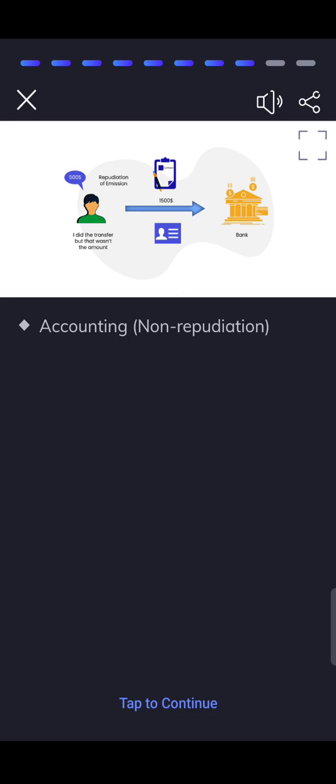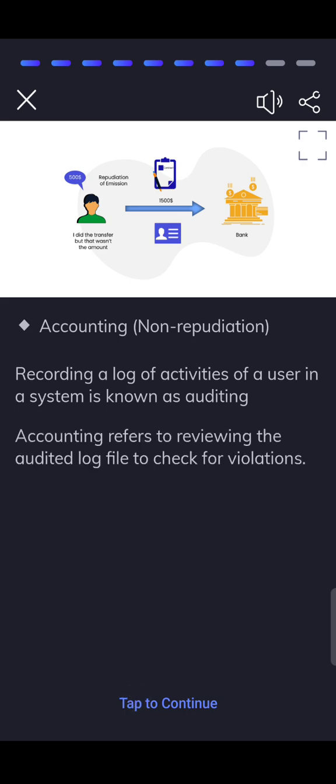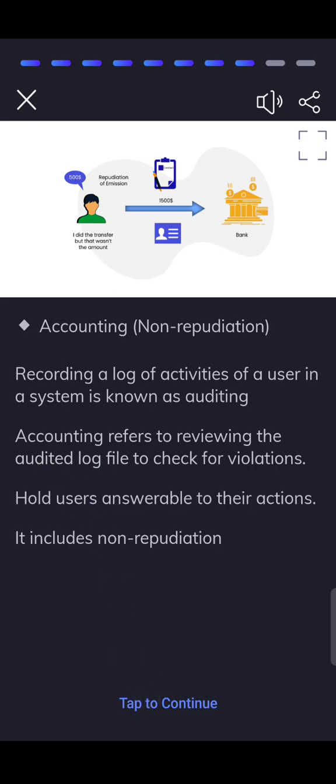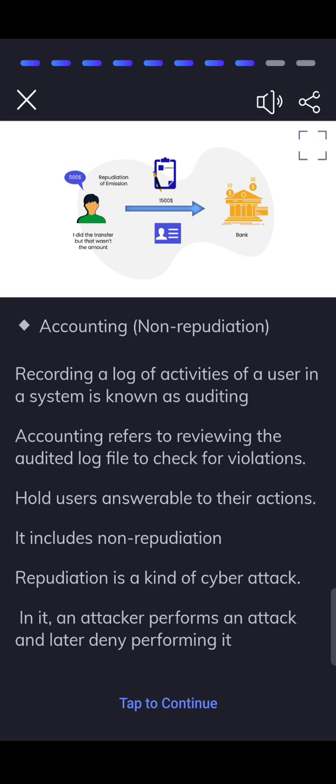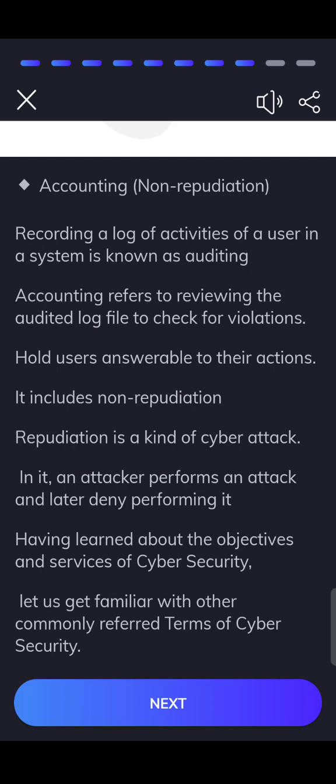Accounting, non-repudiation. Recording a log of activities of a user in a system is known as auditing. Accounting refers to reviewing the audited log file to check for violations. Hold users answerable to their actions. It includes non-repudiation. Repudiation is a kind of cyber attack. In it, an attacker performs an attack and later denies performing it. Having learned about the objectives and services of cybersecurity, let us get familiar with other commonly referred terms of cybersecurity.